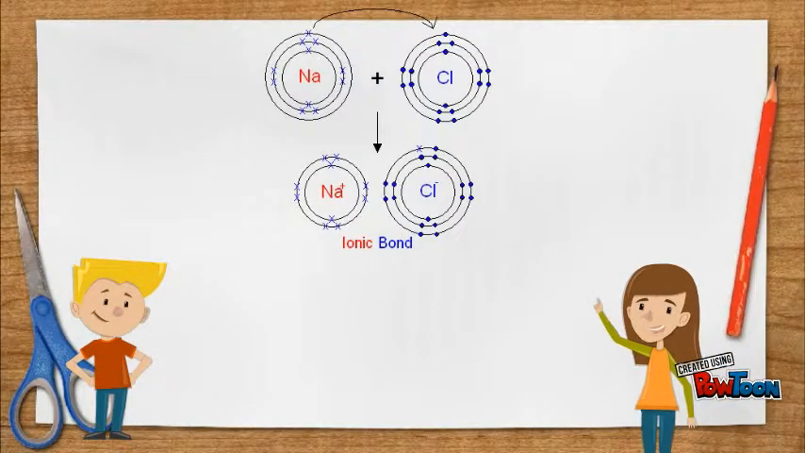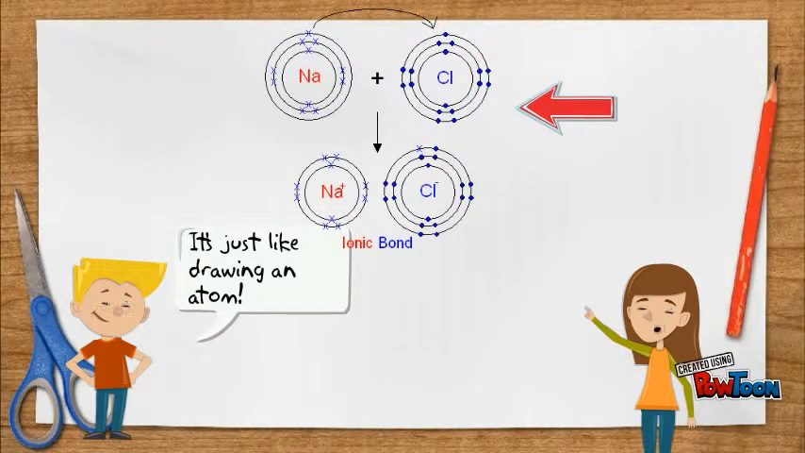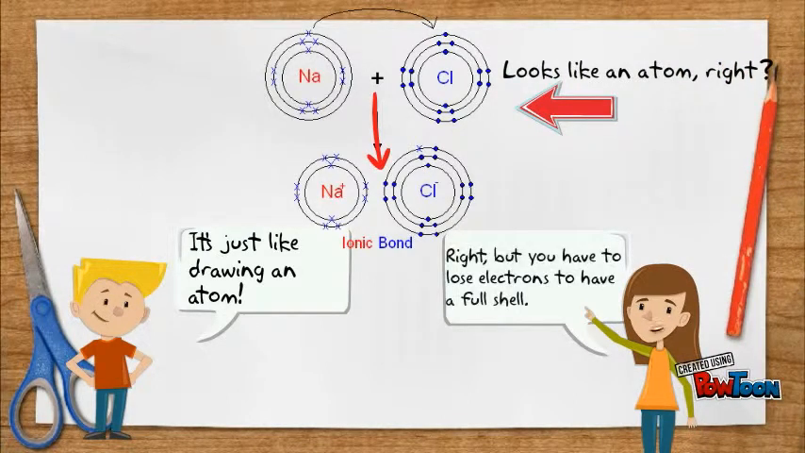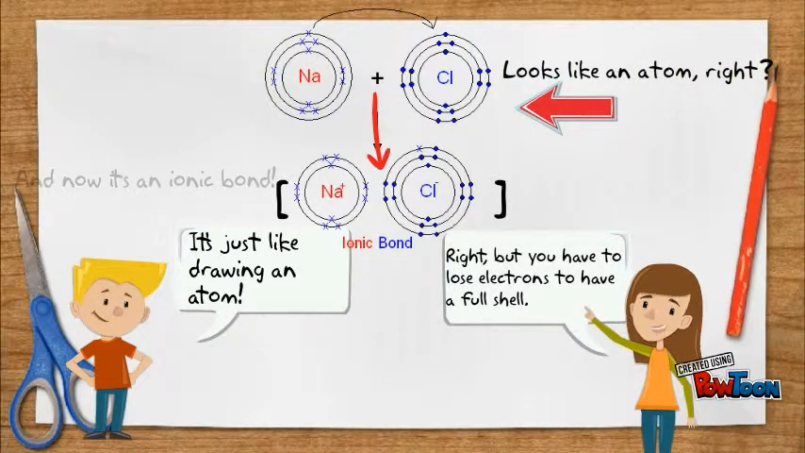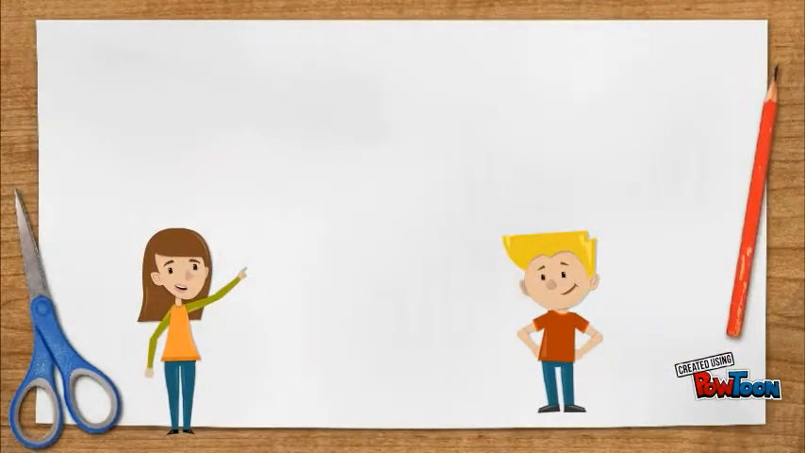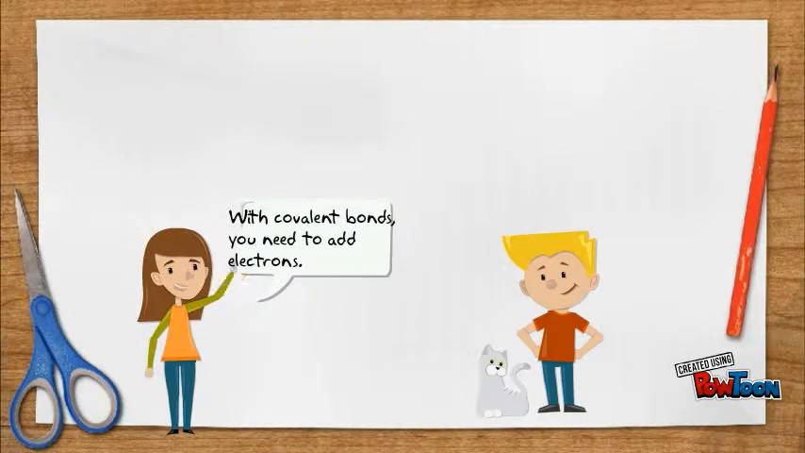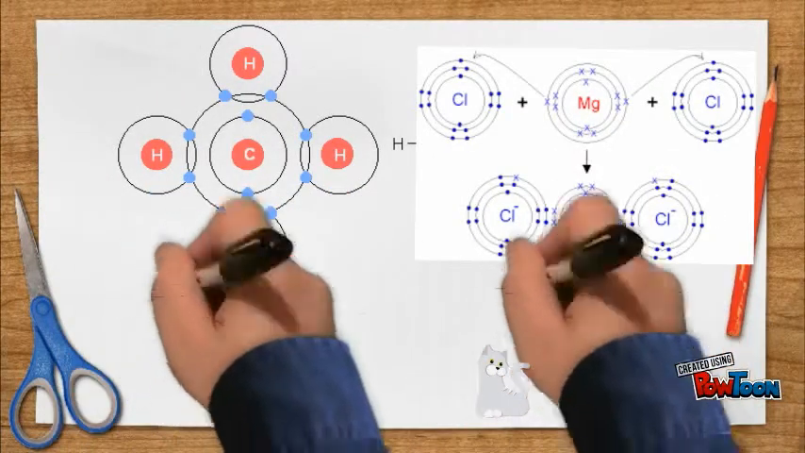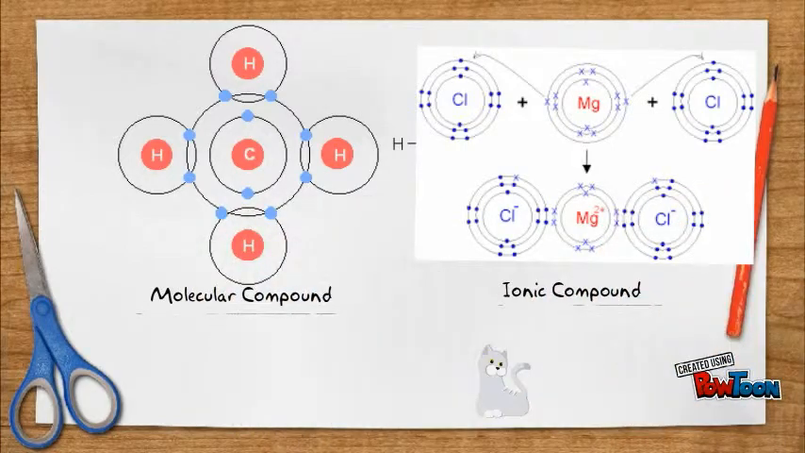To draw an ion Bohr model, you do exactly the same thing as you would for an atom. But if the outer shell isn't full, you have to lose electrons. Then you put brackets around the entire thing and write the number of electrons you lost. For covalent or molecular compounds, if the outer shell isn't full, then you have to add electrons. Here are some more examples. That's a molecular compound Bohr diagram. And that's an ionic compound Bohr diagram.